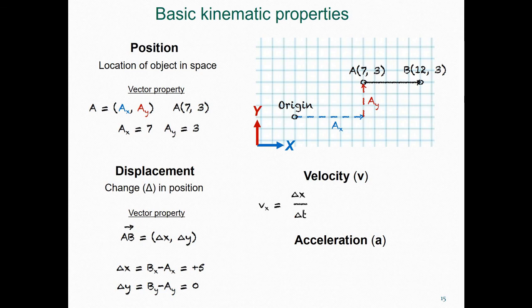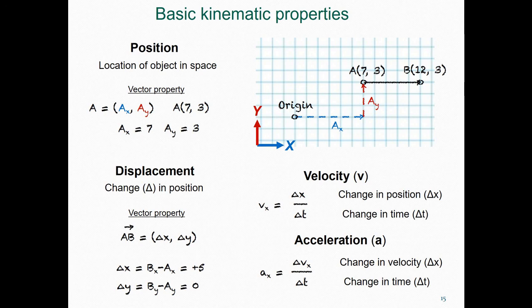Velocity concerns how quickly a change in position occurs. Here, we're going to be talking about velocity in the x-axis, represented as v subscript x, standing for velocity, which can be calculated as the change in position, delta x, divided by the change in time, delta t.